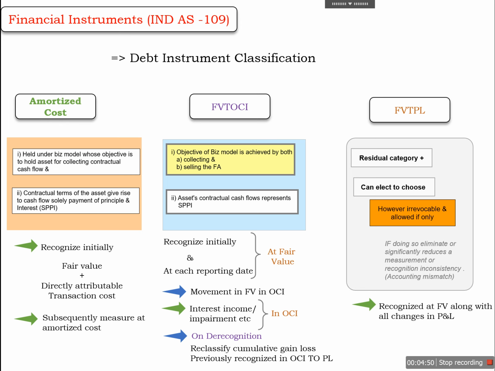Further, debt instruments included within the FVTPL category are measured at fair value, with all changes we need to recognize in the profit and loss account.